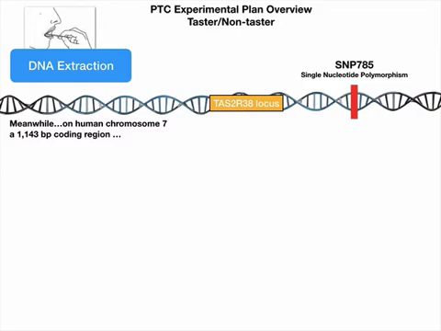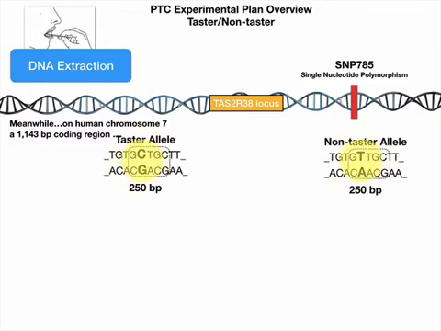A single change in nucleotide, an A and a T and a G and a C, and all those things. So if you're a taster, you have a C pairing with a G, a cytosine pairing with a guanine. And if you're a non-taster, you have a thymine pairing with an adenine at that location at the TAS2R38 locus. That's just a spot on chromosome 7. So that's what the genetics looks like.